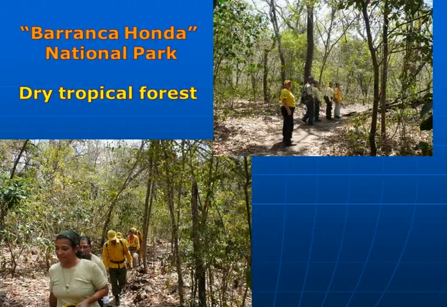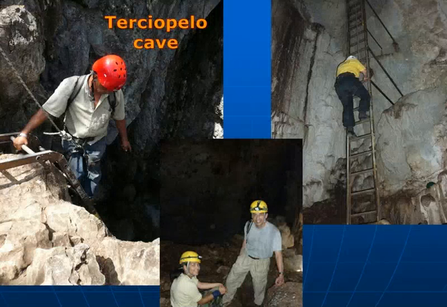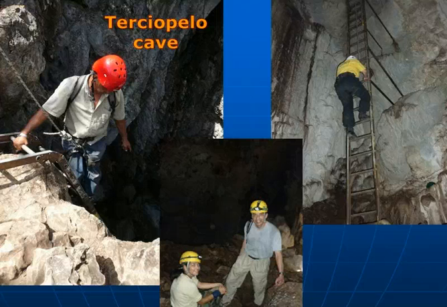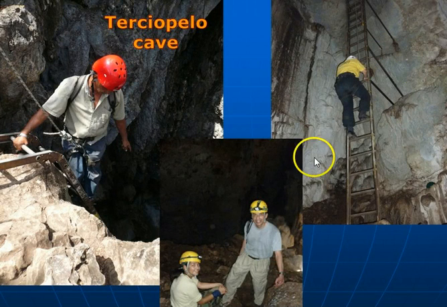From there we will go to the Barranca Honda National Park. This is one of the best examples of dry tropical forest. We will talk about ecological issues, fires, evolution, and all kinds of socioeconomic issues related to dry tropical forests. In the park we will visit the Terciopelo cave. We will descend 60 feet through a ladder and then walk around the cave. We will have security equipment and professional guides.